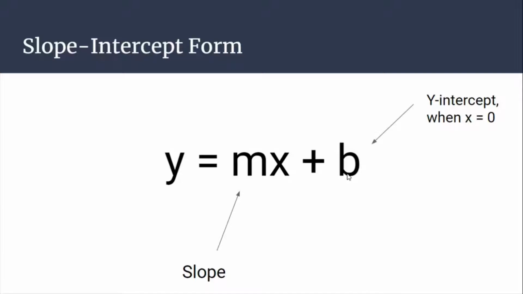The y-intercept is when x is equal to 0. So this is essentially the point where the graph intersects the y-axis. And the y and x variables just represent the y and x values that you can substitute in and solve for.